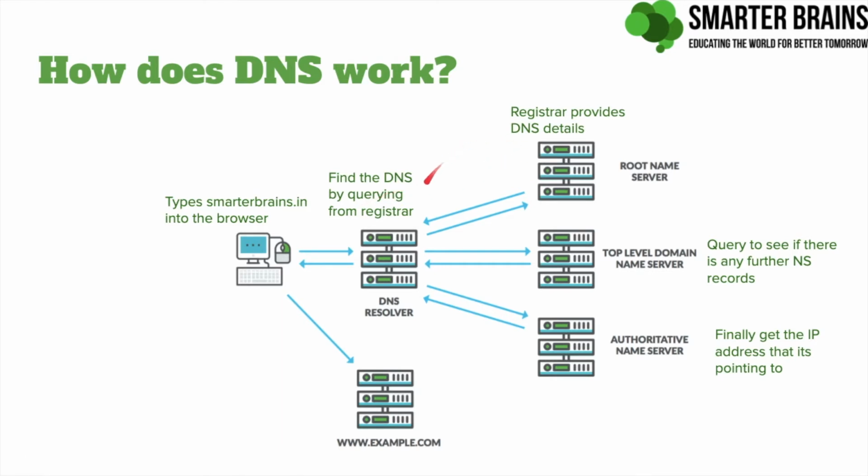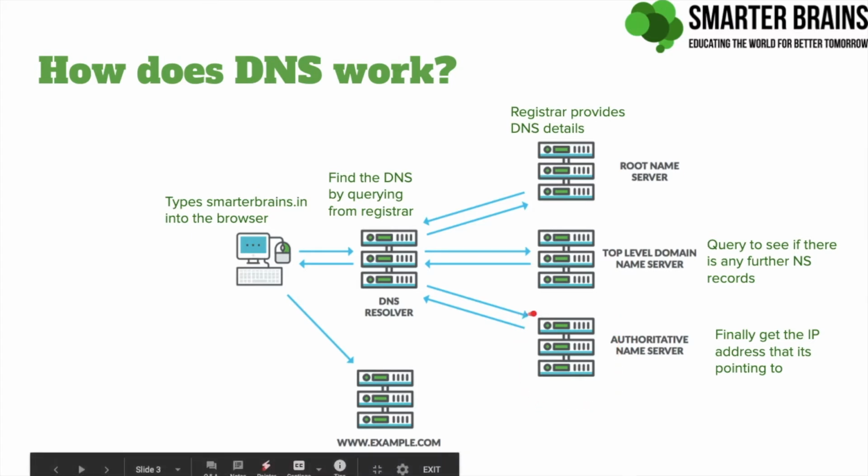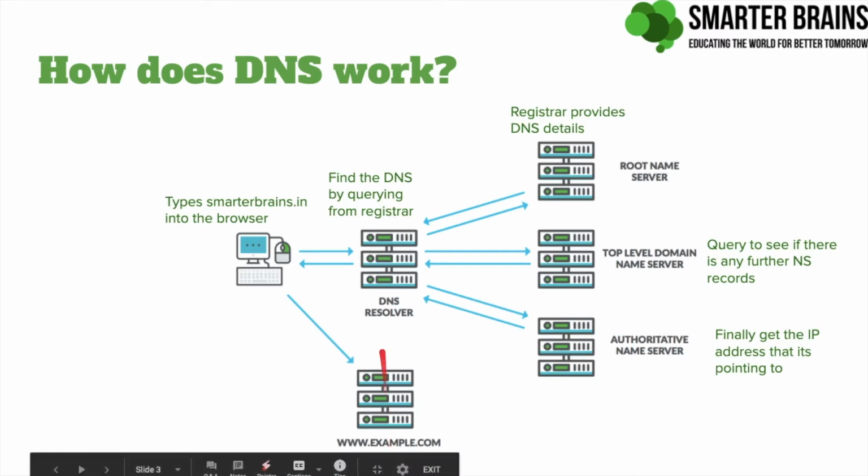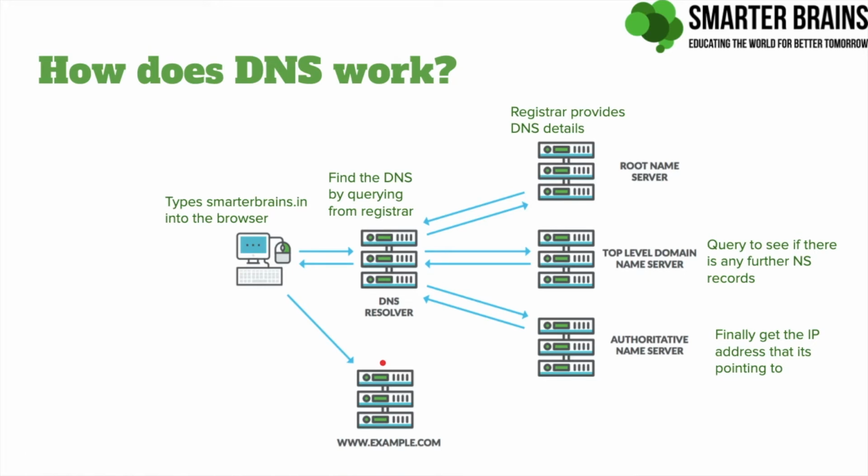GoDaddy tells it that the domain name server is at Hostinger. So it goes to Hostinger, that is the top level domain name server. It sees that okay, I found the domain name records for smarterbrains.in. You will get an answer from this particular server. So now the internet service provider queries the IP address from this server and then finally contacts the server for the content of the website.